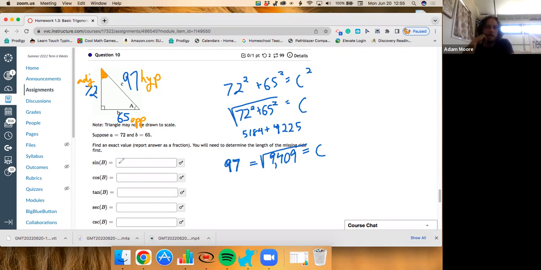Cool. Now when they ask you for sine or cosine or tangent or any of these other ones, we can do it like usual. I'll just do the first one with you. Sine is opposite over hypotenuse, and they're asking for sine here. So sine of B is opposite over hypotenuse, that's 65 over 97. 65 out of 97. Cool, and then keep going.